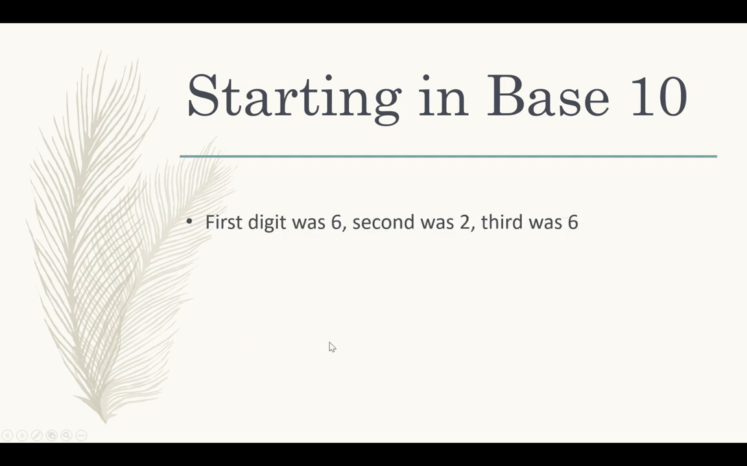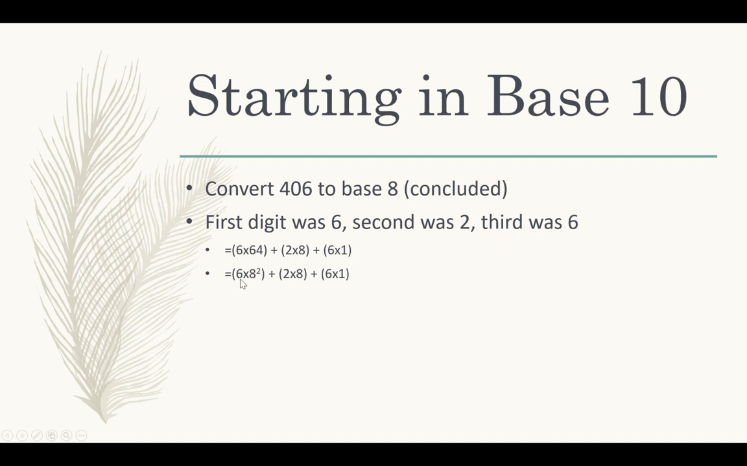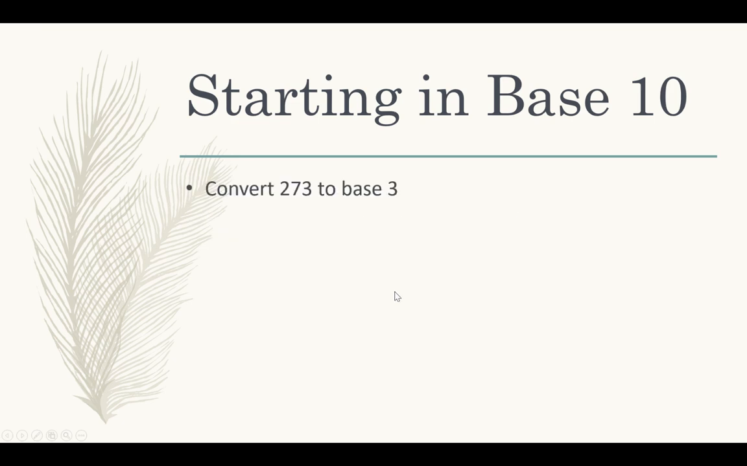How we put this together: 6 was our first digit, 2 was our second, and the third was a 6. And so we have 6 times 64 plus 2 times 8 plus 6 times 1, which is 6 times 8 squared plus 2 times 8 plus 6 times 1. So we get 626 with a little subscript of 8. So we know we're writing this in base 8. All right, not too shabby.